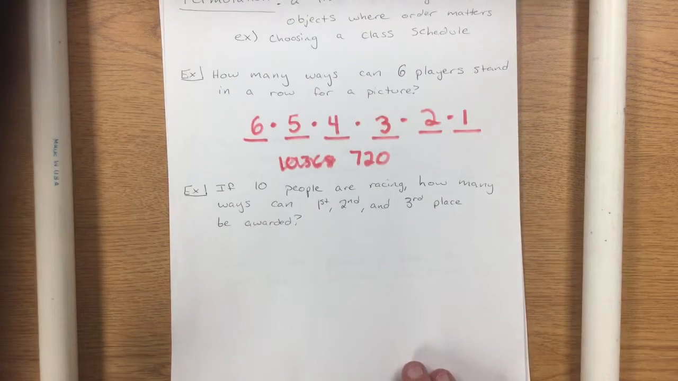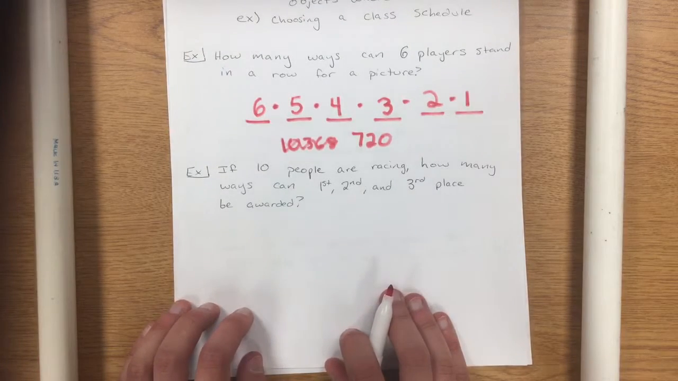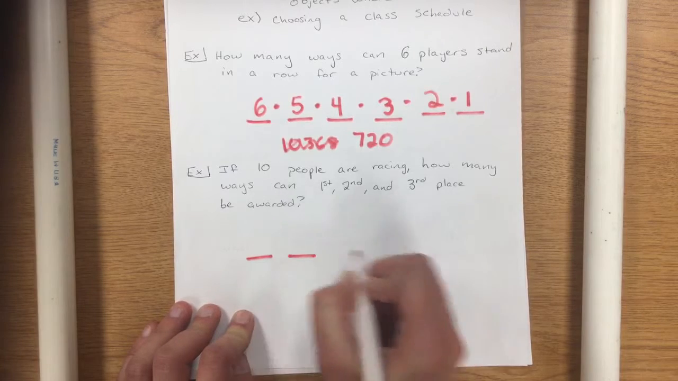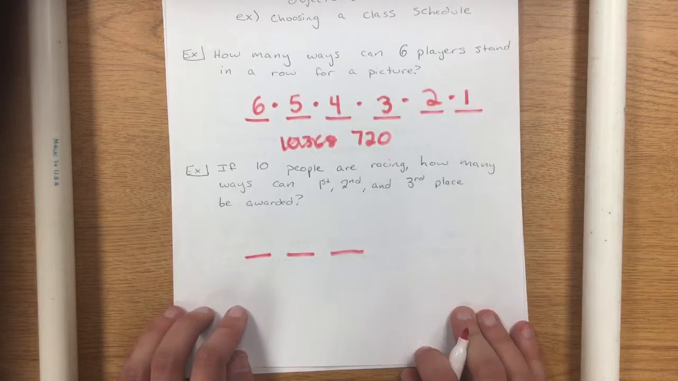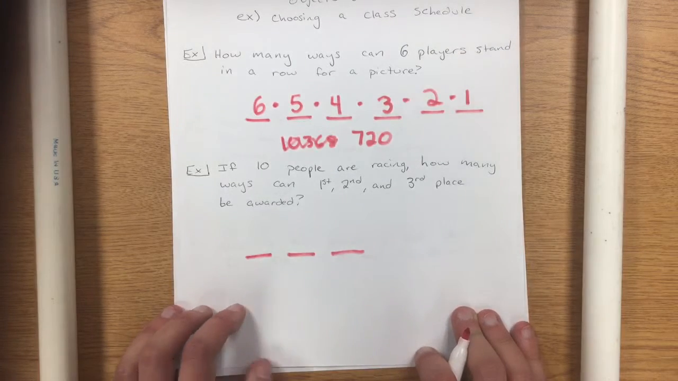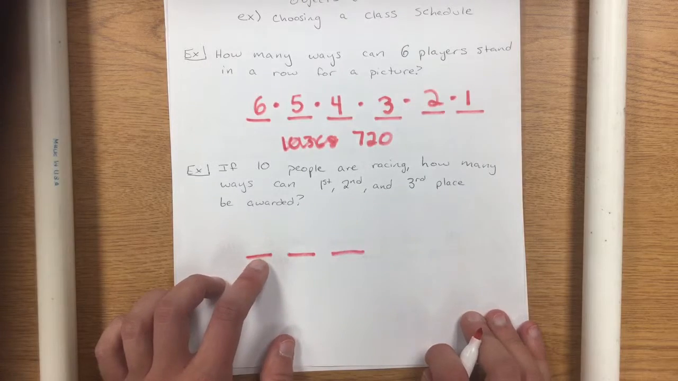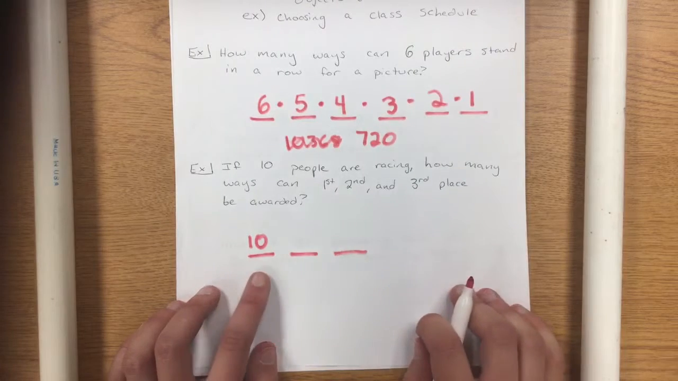Our next example. If 10 people are racing, how many ways can first, second, and third place be awarded? So, how many spots do we need to fill? 3. We have first place, second place, and third place. All right, so we're starting with 10 people. So for first place, how many people do we have to choose from? 10. So we can choose from all of the people.